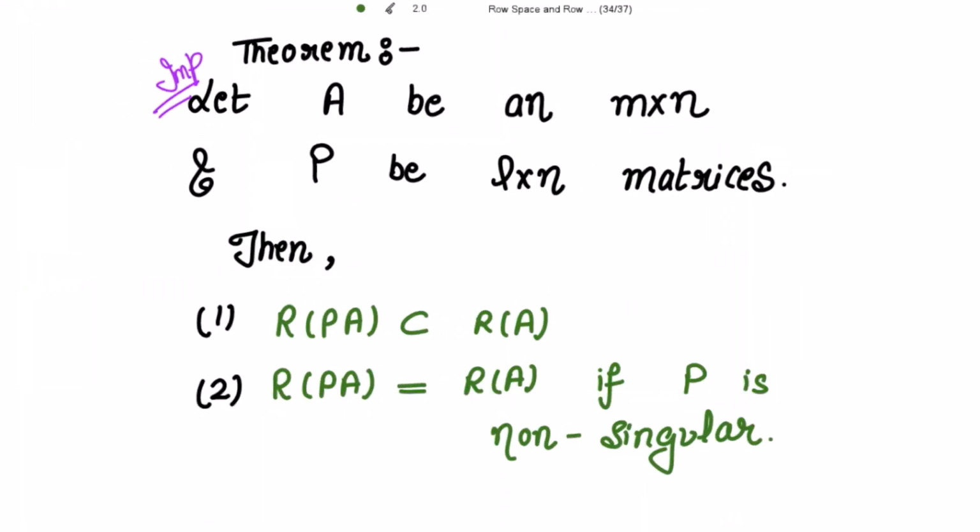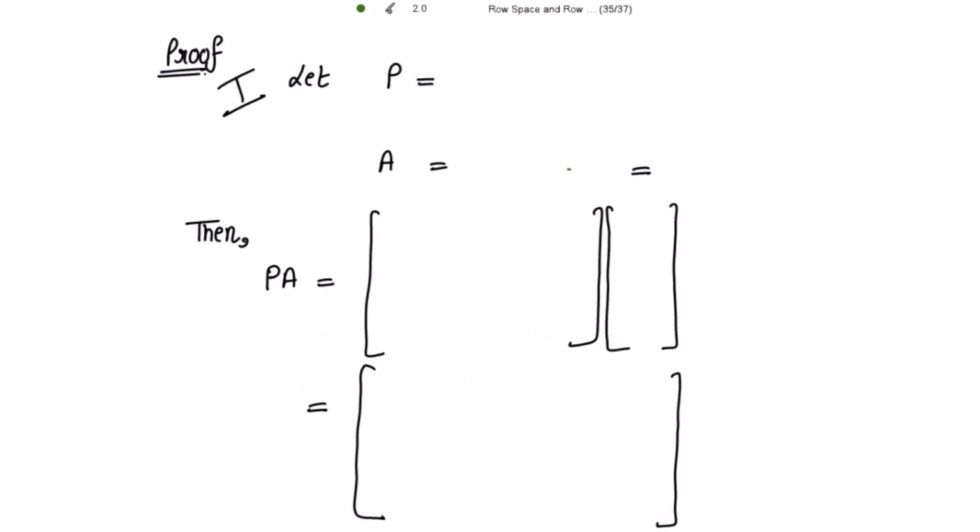Very important theorem. Let A be an m by n matrix and P be an l by m matrix. Then we have to prove that the row space of PA is a subset of the row space of A, and the row space of PA is equal to the row space of A if P is non-singular, right? So let's start with the proof.